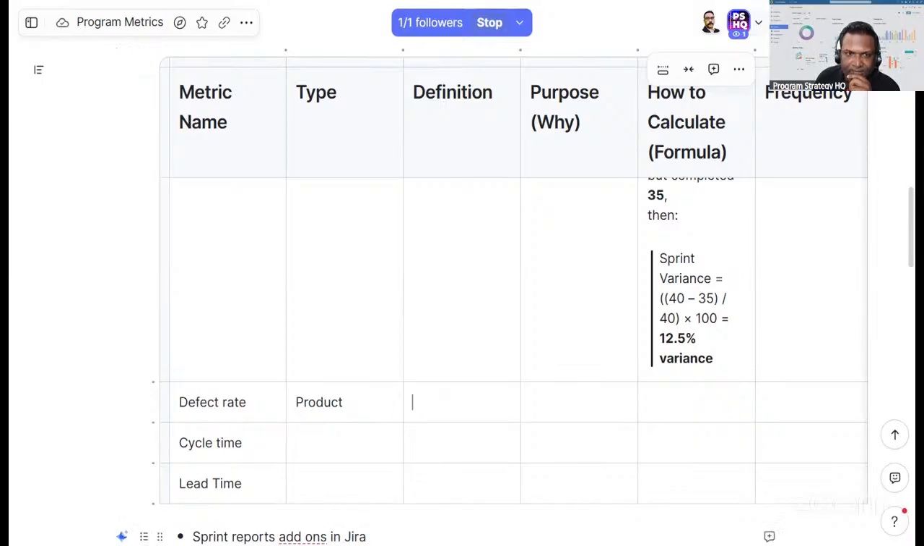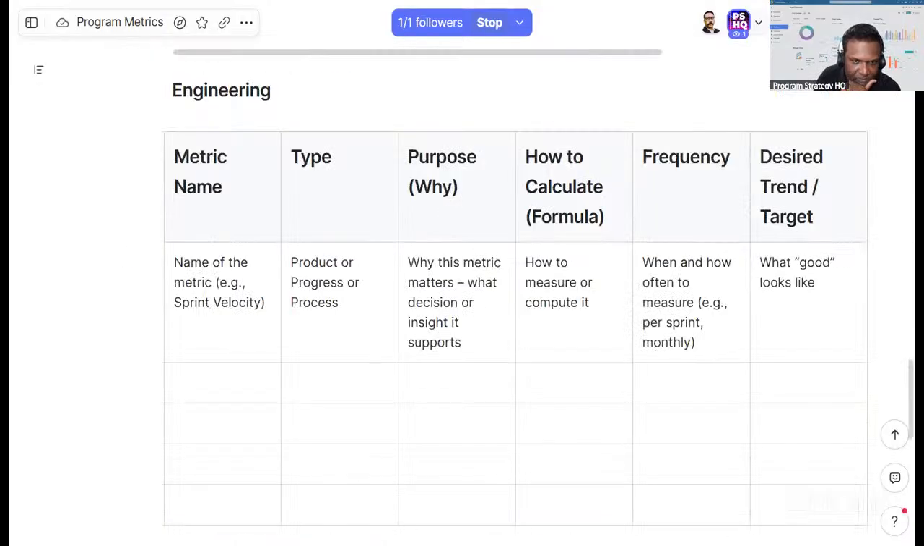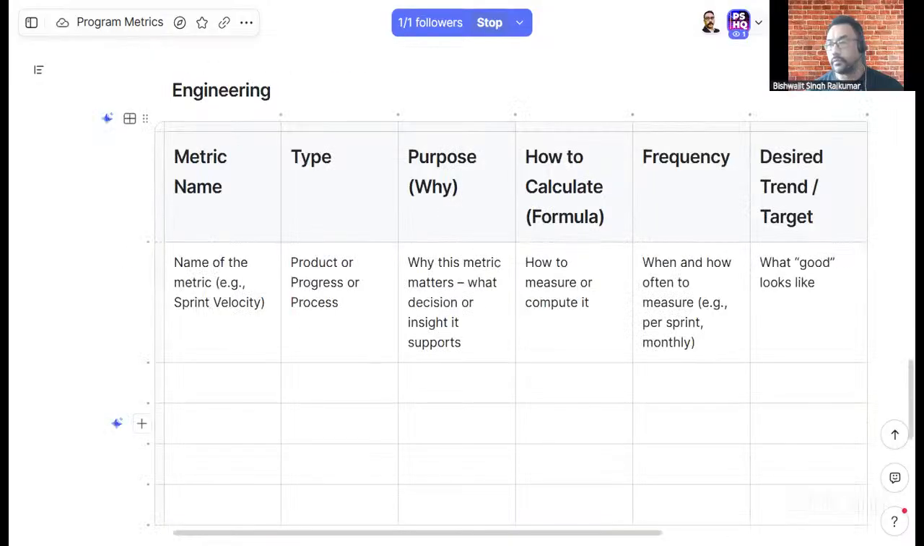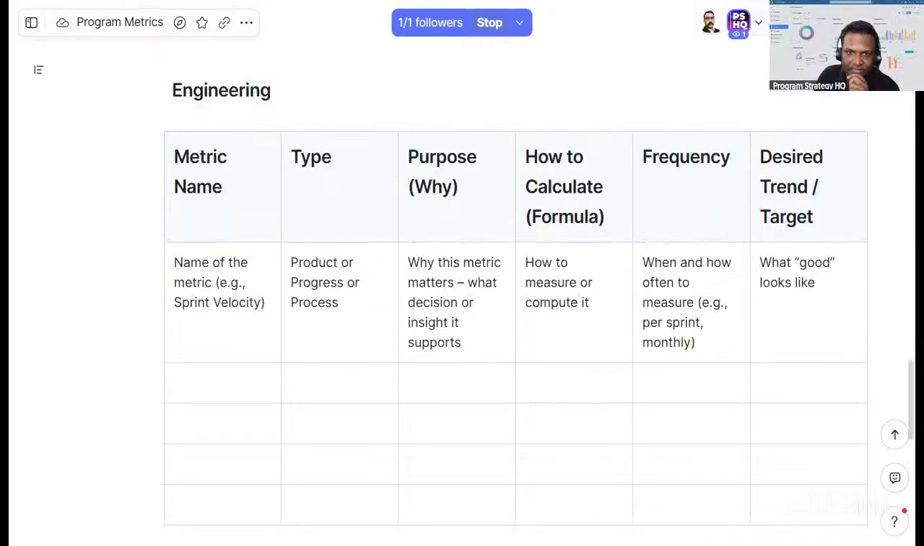Defect rate. Do we have something called quality metrics also? Yes, quality metrics we have, but those are segregated separately into engineering metrics. So there we'll put code coverage, test metrics, all those engineering parts.